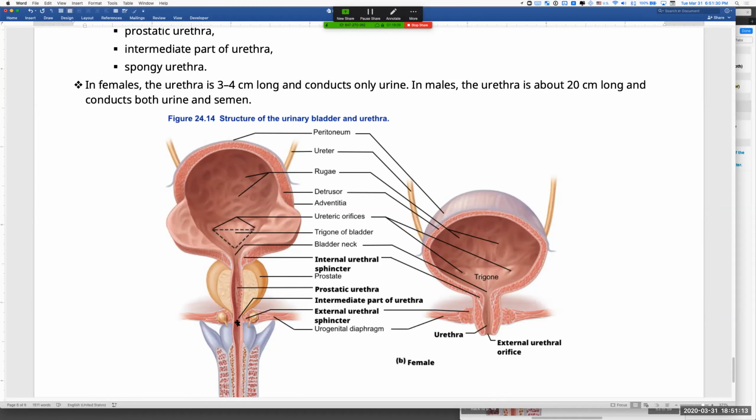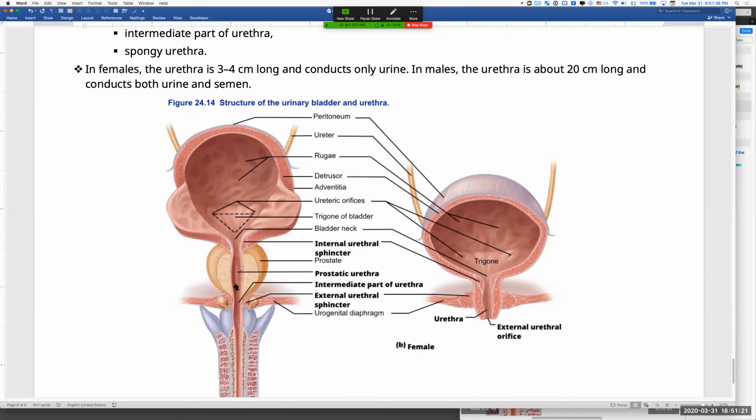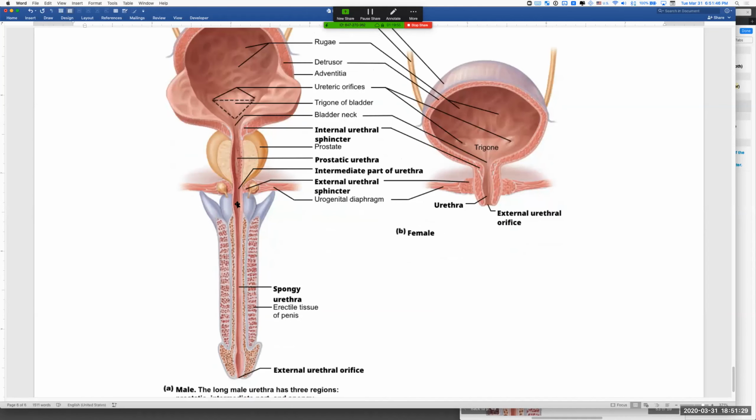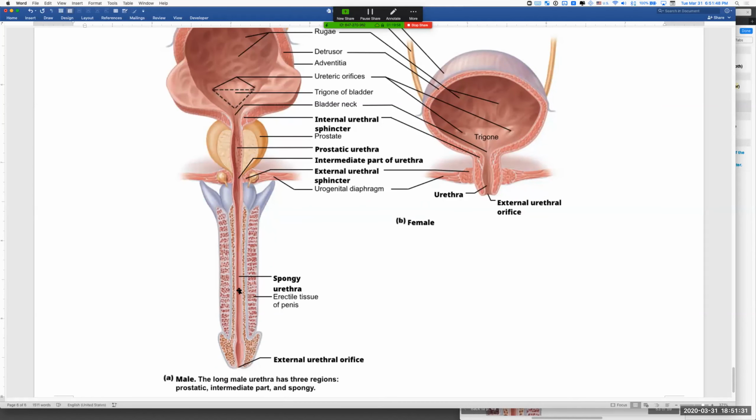And then the part that passes through the urogenital diaphragm is called the intermediate urethra. So there's the prostatic urethra, the intermediate urethra, and then the spongy urethra that passes through the penis. The urine then exits the external urethral orifice into wherever, hopefully a toilet.